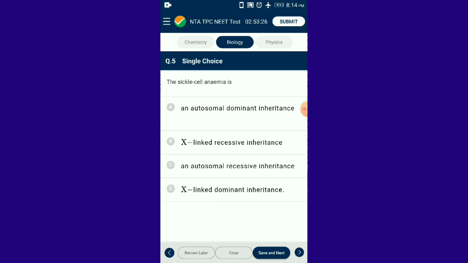Question number 5. Sickle cell anemia is. Sickle cell anemia is an autosome linked recessive trait that is transmitted from parents to offspring when both the parents are carriers for the gene. Homozygous offspring show the diseased phenotype. Heterozygous individuals are unaffected by the disease but are carriers. Sickle cell anemia is caused by a change in a single base pair of DNA. That means substitution of glutamic acid by valine in the beta globin chain of hemoglobin. So the answer is option C, an autosomal recessive inheritance.